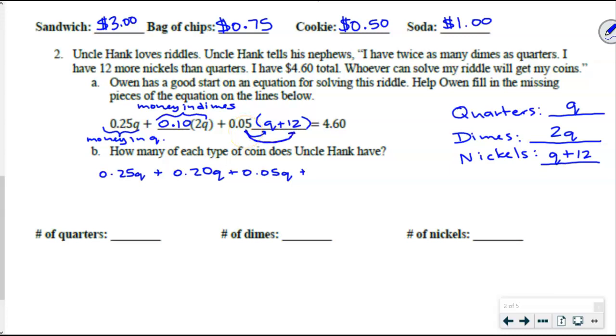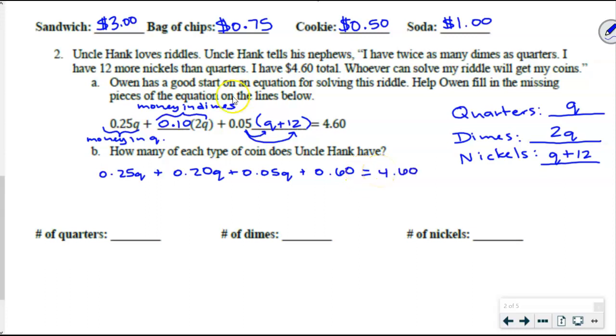0.05 times 12. Again, you have calculators. If you don't already know, you should be typing it into your calculator. Thank you so much, Porter. Yes, 0.6, or 0.60 if we're looking to be consistent and keep everything to the hundredths place. And all of that is equal to $4.60.